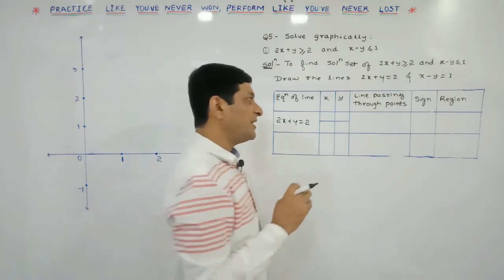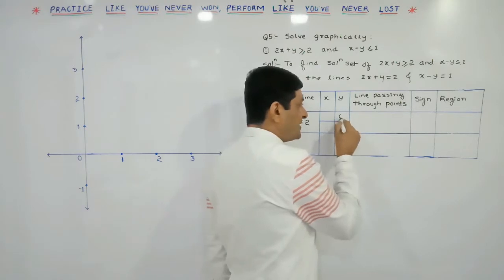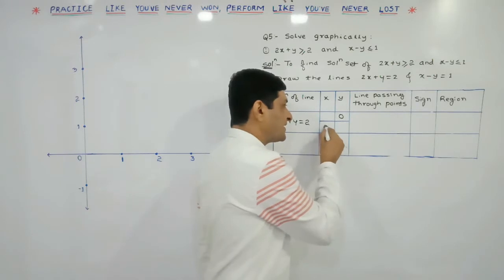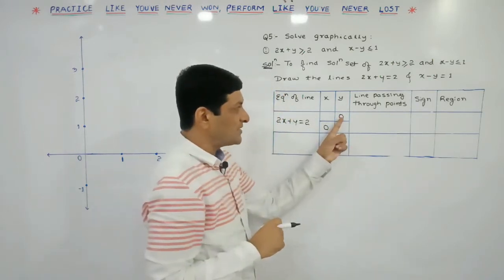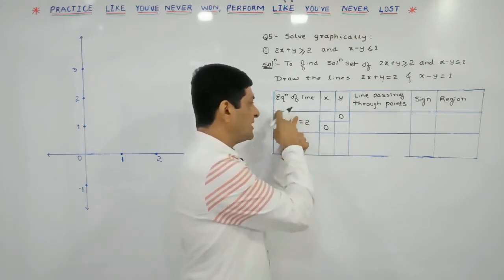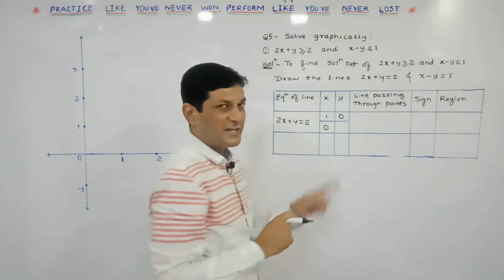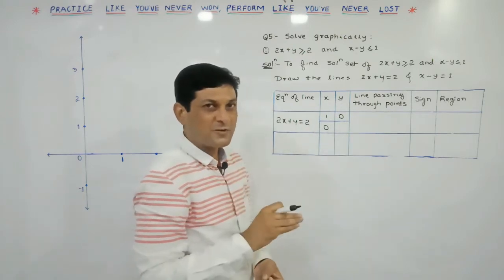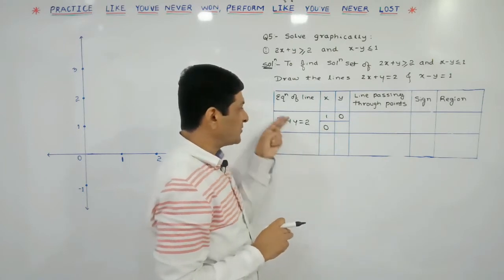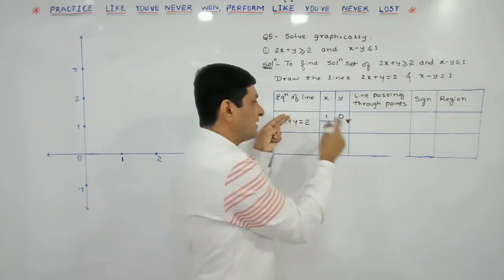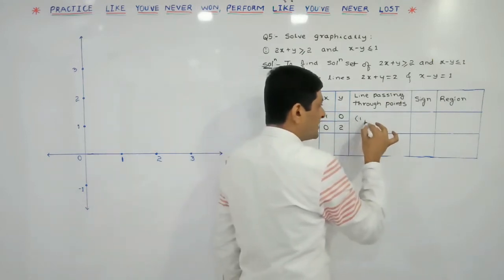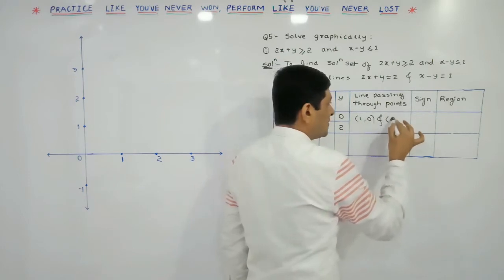To find the coordinate on the x-axis, substitute y is equal to 0, and to find the coordinate of a point on the y-axis, substitute x is equal to 0. If we substitute y is equal to 0, this term will become 0 and the remaining term will be 2x is equal to 2. Simplifying it, we get x is equal to 1. In this way we have got the coordinate of 1 point on the line, and this point lies on the x-axis. If we substitute x is equal to 0, this term will become 0 and we get y is equal to 2. So we can say that the line passes through the points (1, 0) and (0, 2).